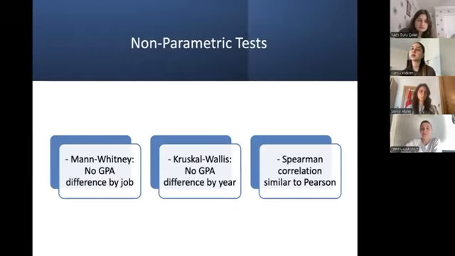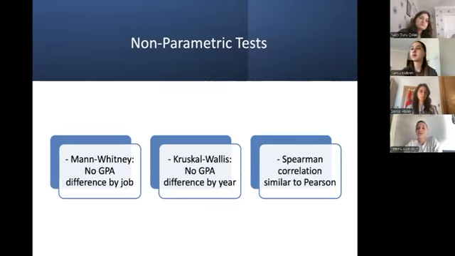To validate our findings, we also ran non-parametric tests. First, we used the Mann-Whitney test to check for GPA differences between the students with and without part-time jobs. The results showed no significant difference.